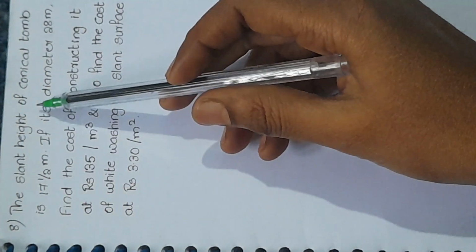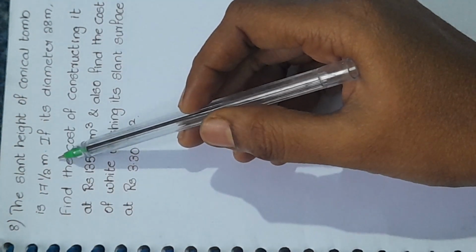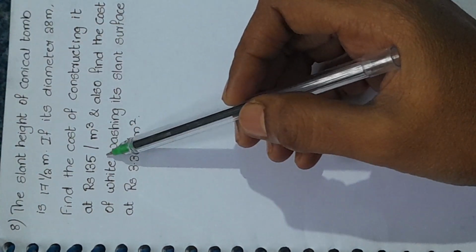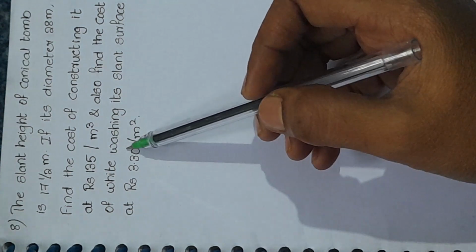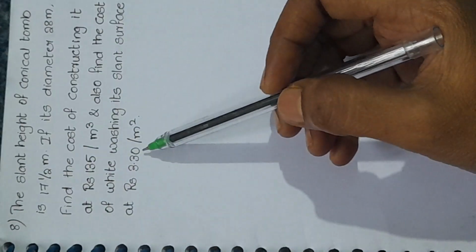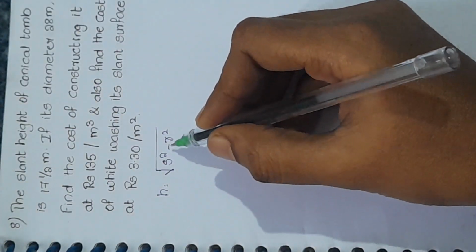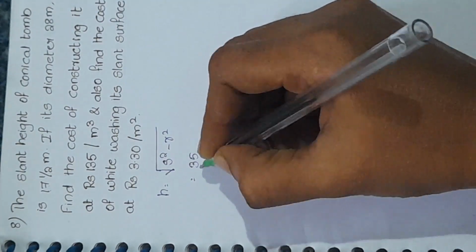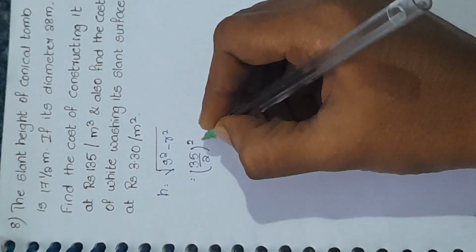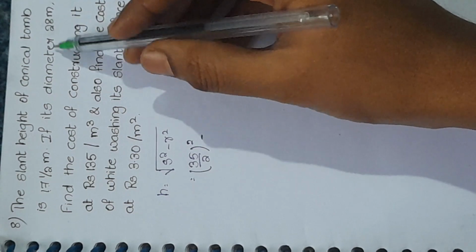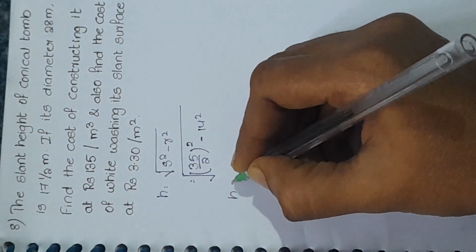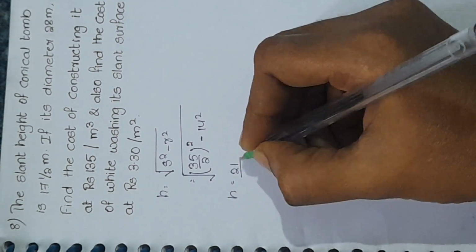Eighth question: the slant height of a conical tomb is 17 1 by 2 meters. If its diameter is 28 meters, find the cost of constructing it at the rate of rupees 135 per meter cube, and also find the cost of whitewashing its slant surface at the rate of rupees 3.30 per meter square. We know that height is equal to root of L square minus r square. L is given as 17 1 by 2, which can be written as 35 by 2, whole square, minus r, where 28 is the diameter so r is 14, square. We get the h value as 21 by 2 meters.